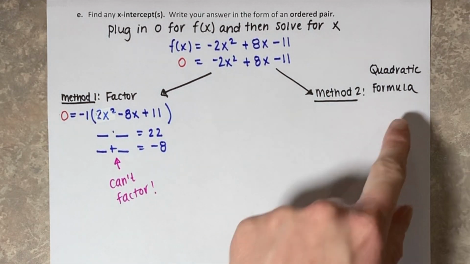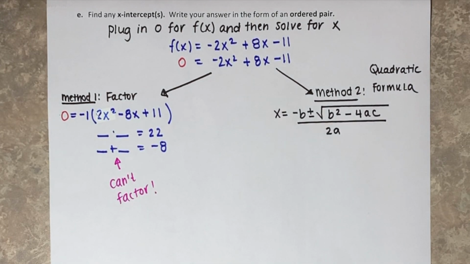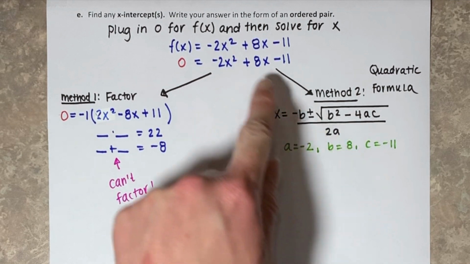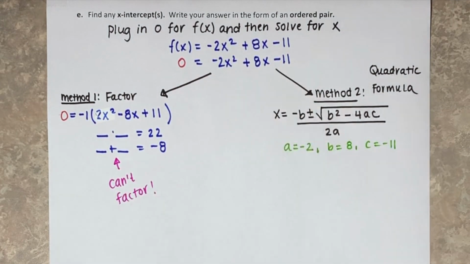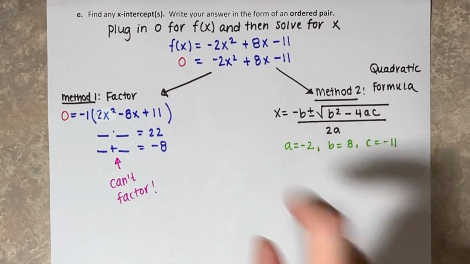To start, I'm just going to write the quadratic formula here for our reference. Now let's identify our a, our b, and our c. A is -2, b is 8, and c is -11. Now let's go ahead and plug our a, our b, and our c into our quadratic formula.